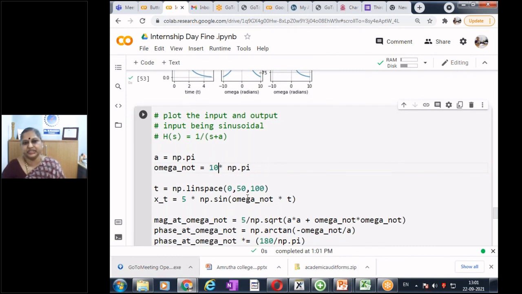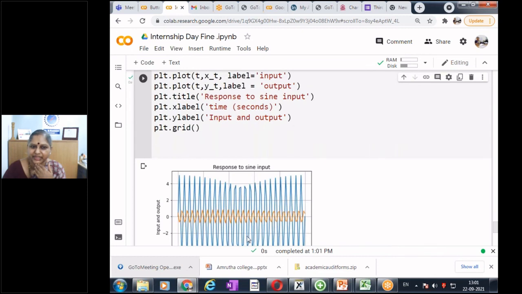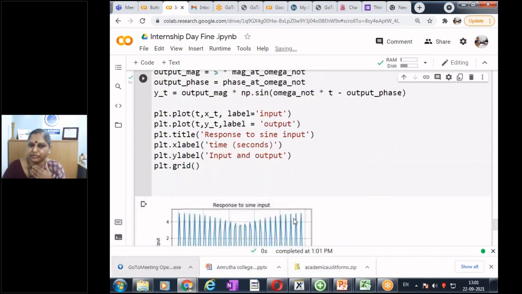I increase the frequency, and when I increase the frequency, what should happen? It's a low pass filter, and you saw the output has become very small.